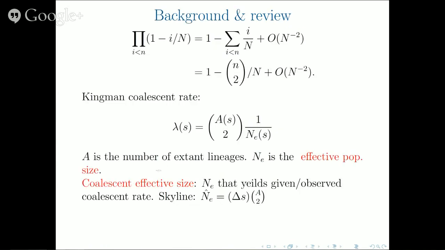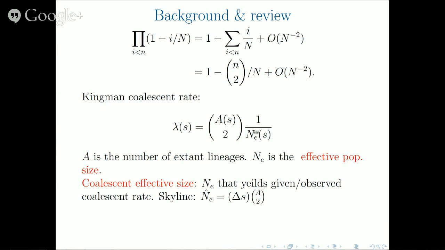So the way you do that is to, first of all, calculate the probability that if you sample little n individuals in a given generation, with a population size big N, that they will all have distinct ancestors in the preceding generation. And this first equation gives that calculation, and that motivates the definition of the coalescent rate. So the coalescent rate is the rate that any two lineages that are extant at some time in the past will coalesce and have a common ancestor. And that's simply the number of lineages A, choose 2, and is inversely proportional to the effective population size.